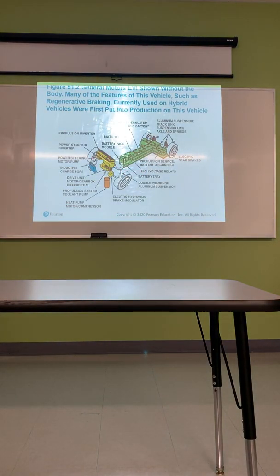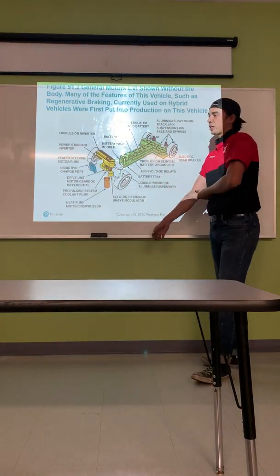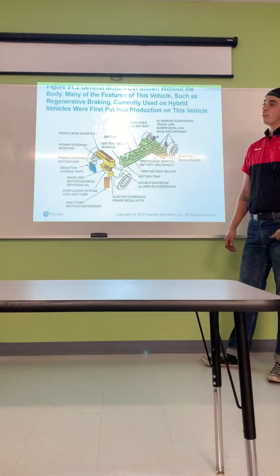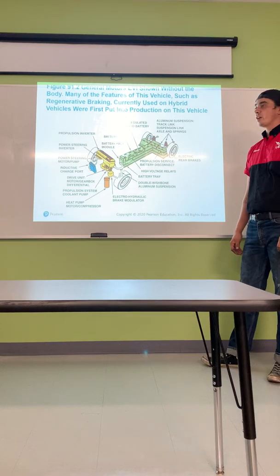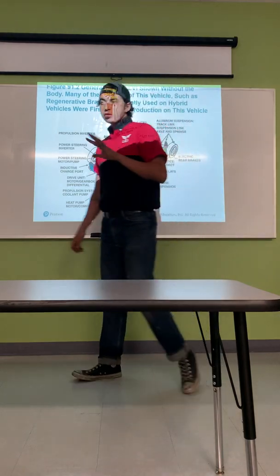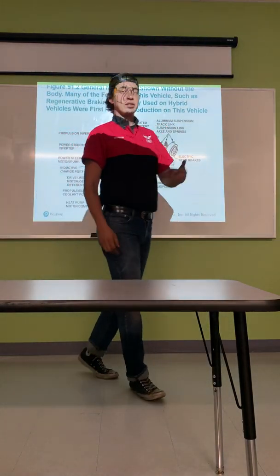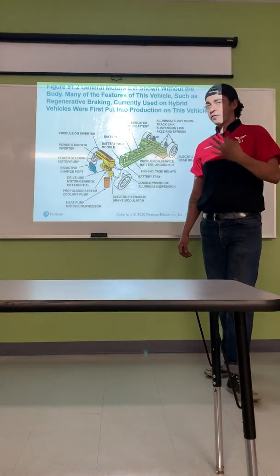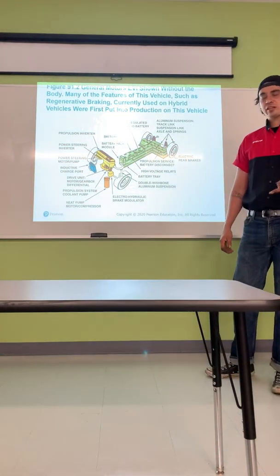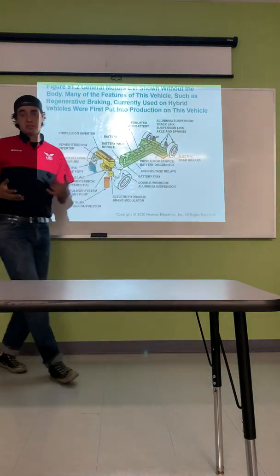The General Motors EV1 showed many of the features of this vehicle, such as regenerative braking, currently used on hybrid vehicles, which were first put into production on this vehicle. I'm going to touch base on regenerative braking and what it does. We're going to go more into it in the next couple lectures. This week we have three, chapters 91, 92, and 93, and it's going to be mostly based on the hybrid systems themselves.